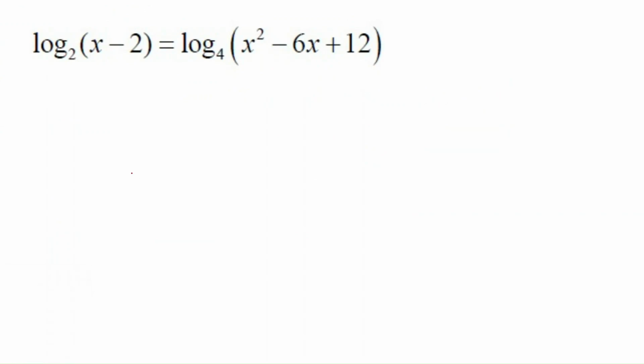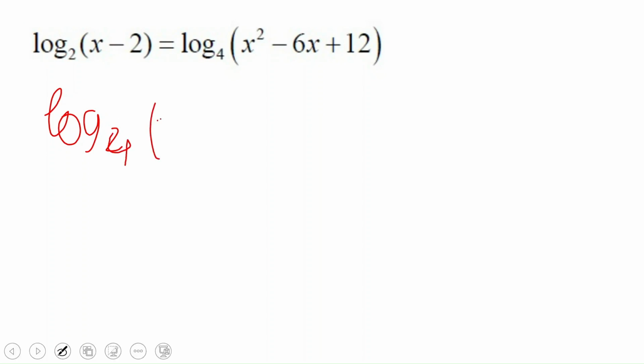Okay, so this is one question that I wanted to discuss. Log base 2 of x minus 2 is equal to log base 4 of x squared minus 6x plus 12. What we can do is change the base. And to change the base, the easy one to change is the base over here. So instead of writing log base 2, I'm going to write it as log base 4. So this is going to be log base 4 of x minus 2 divided by log base 4 of 2.